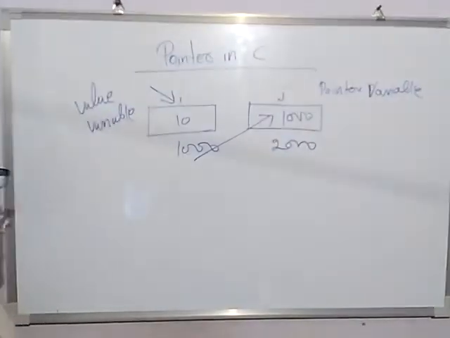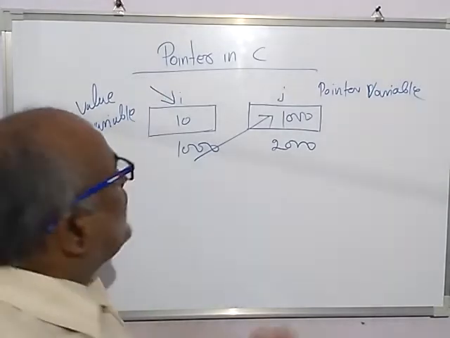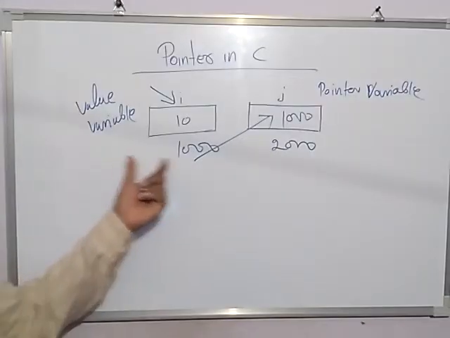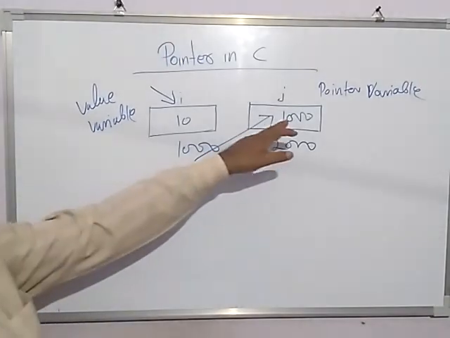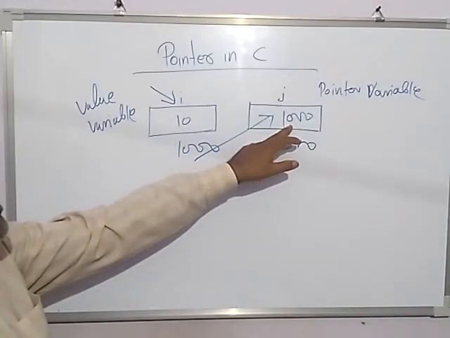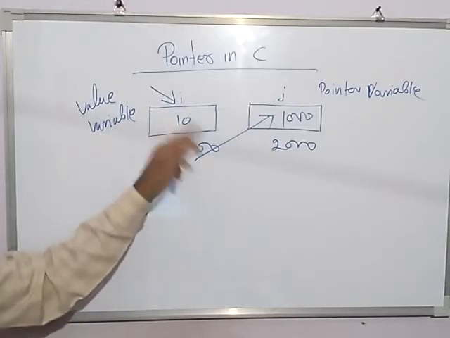Now let us come to the definition of the pointer. So what is a pointer? This is the value variable and this is the pointer variable. How can I define a pointer variable? A pointer variable is a variable which can store the address of another variable.